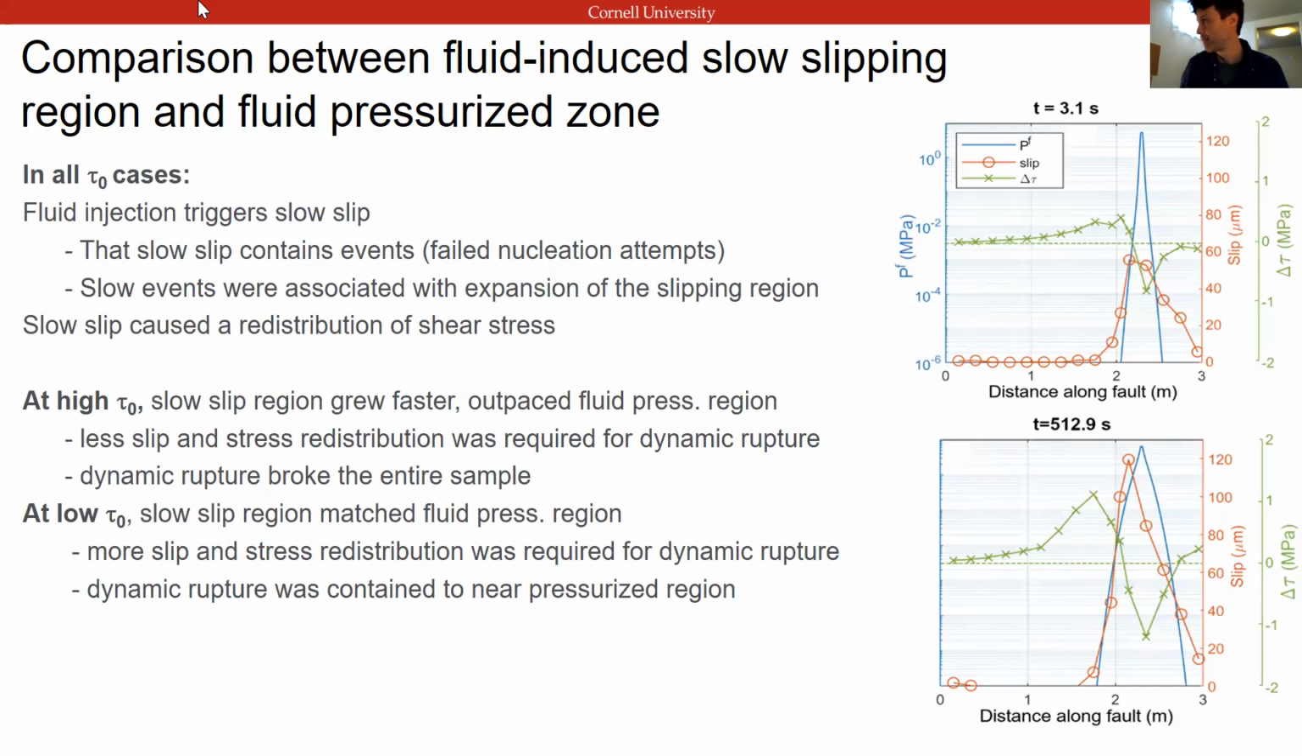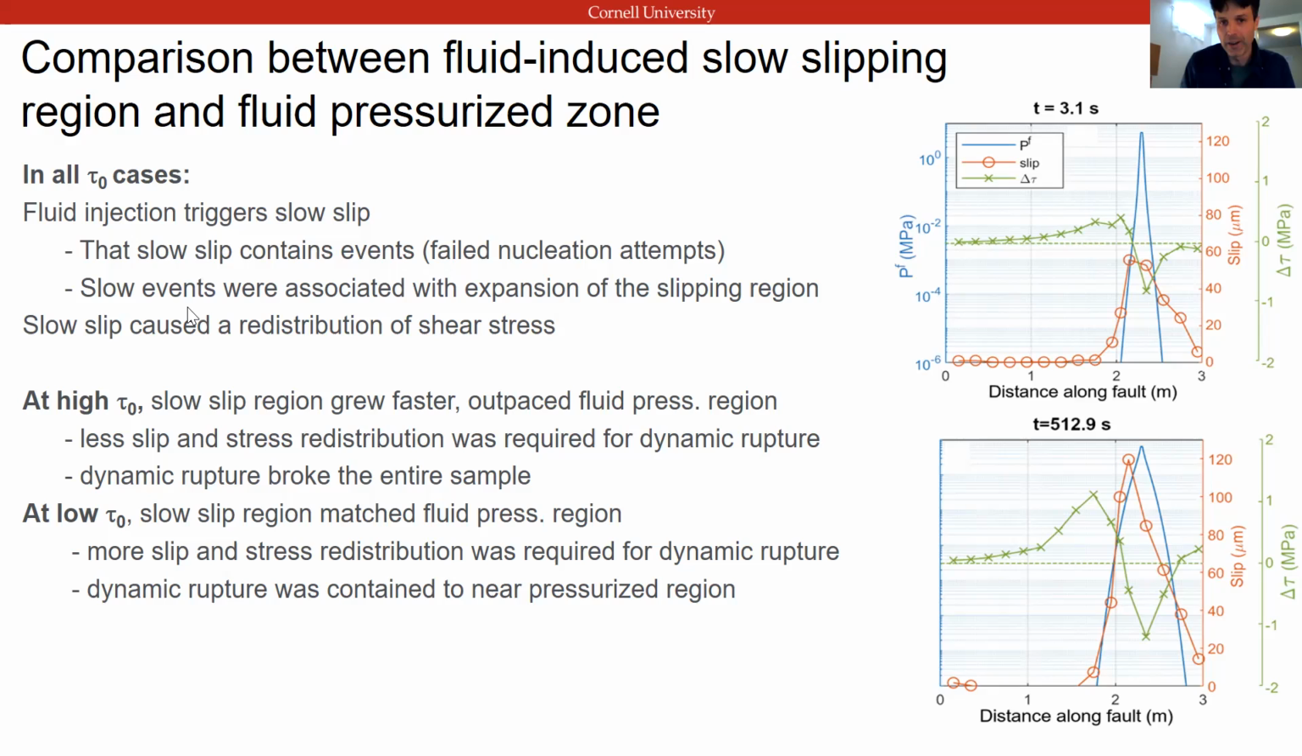So just to summarize what these observations are: in all three cases, high, medium, and low initial shear stress, fluid injection always triggers slow slip. And that slow slip included these oscillations, these slow slip events, basically like failed nucleation attempts. It was like starting to accelerate and then it kind of died down.